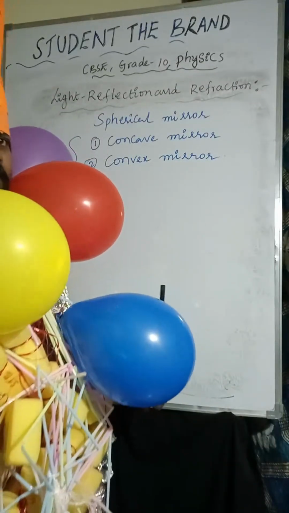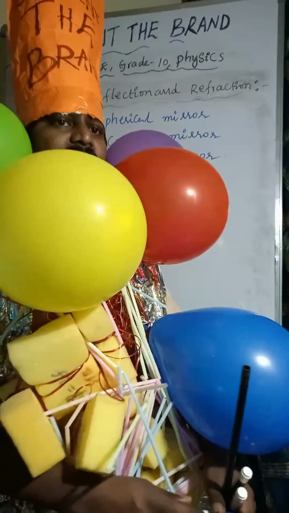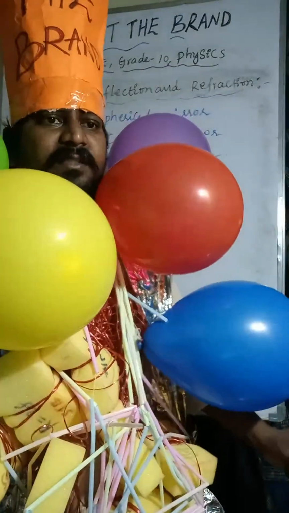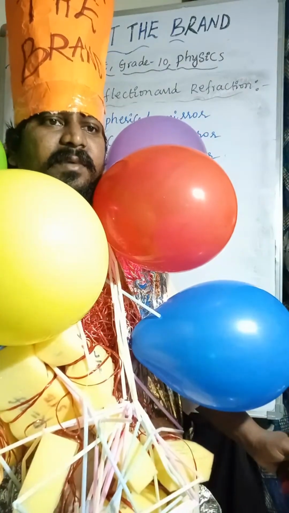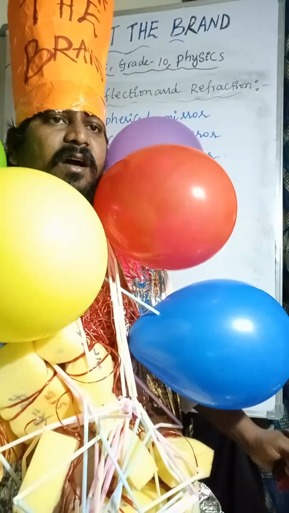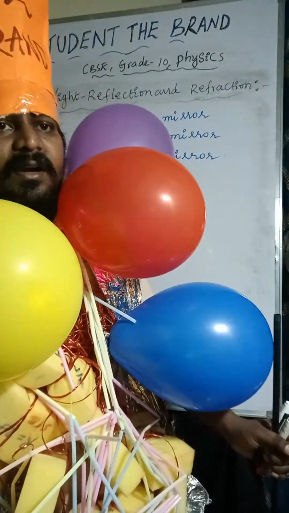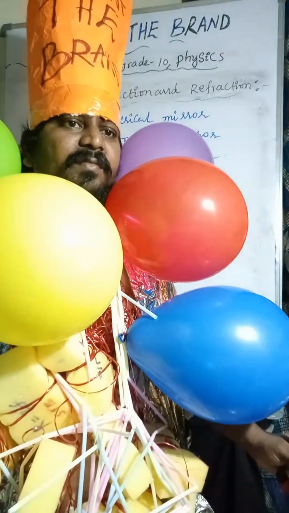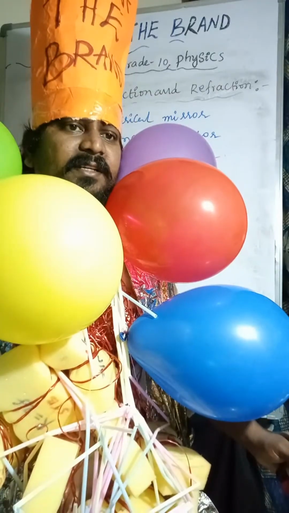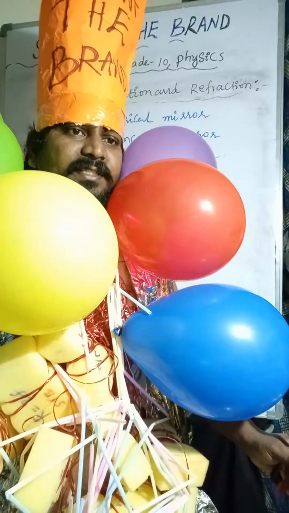The mirror whose reflection takes place inward is called a concave mirror. The mirror whose reflection takes place outward is called a convex mirror. Concave mirror is also known as converging mirror, whereas convex mirror is also known as diverging mirror. Why? In a concave mirror, whenever light rays are incident on it, they converge and meet at one point. In a convex mirror, after reflection, light rays move away from the principal axis. So it is also known as diverging mirror.